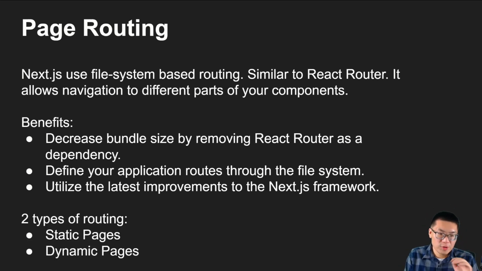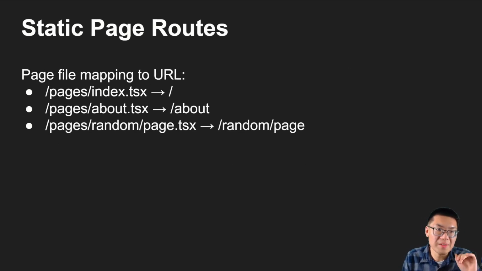All right, so there are two types of routing. We'll quickly look into that, but they are static pages and dynamic pages. So let's take a look at that. We have static page routes. This is the file system routing that Next.js has. We put all of our pages inside this pages folder. If we have an index.tsx, this index file will represent our root URL path. And of course, if we create another file called about.tsx, this would correspond with the /about URL.